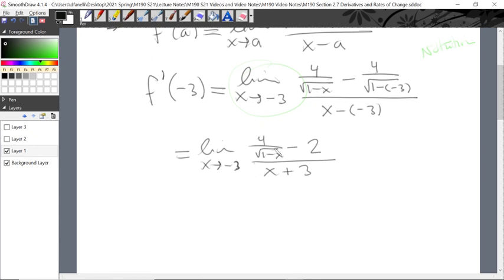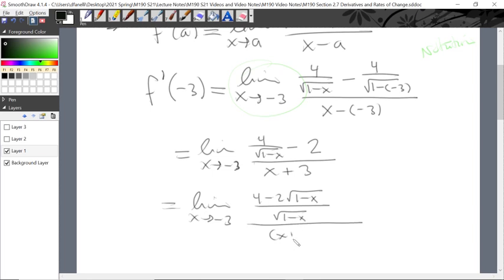So what do we do now? Well, we have a denominator here to deal with. That's one thing. We could combine these terms in the numerator with a least common denominator. That's something we can try. The limit as x goes to negative 3. So this will be what? 4 minus 2 root 1 minus x over root 1 minus x. And then that's all over x plus 3, right?